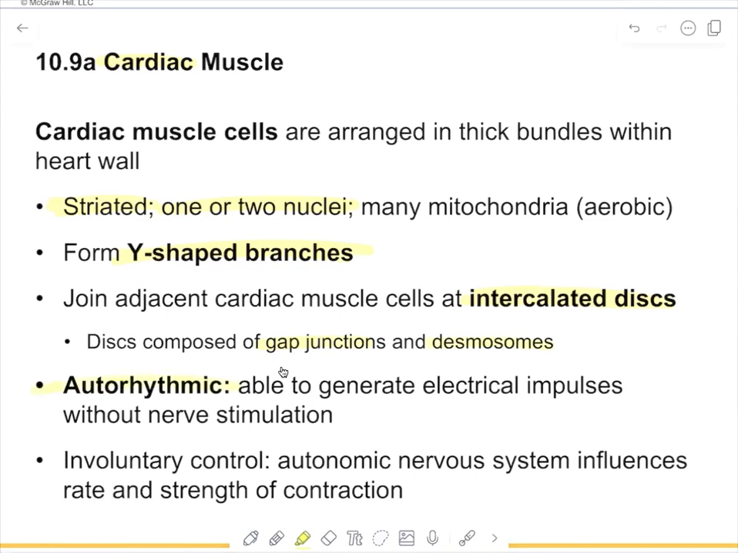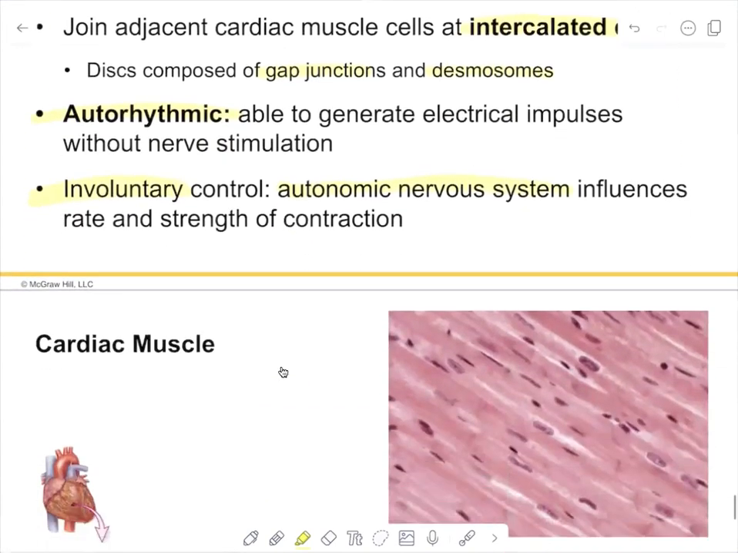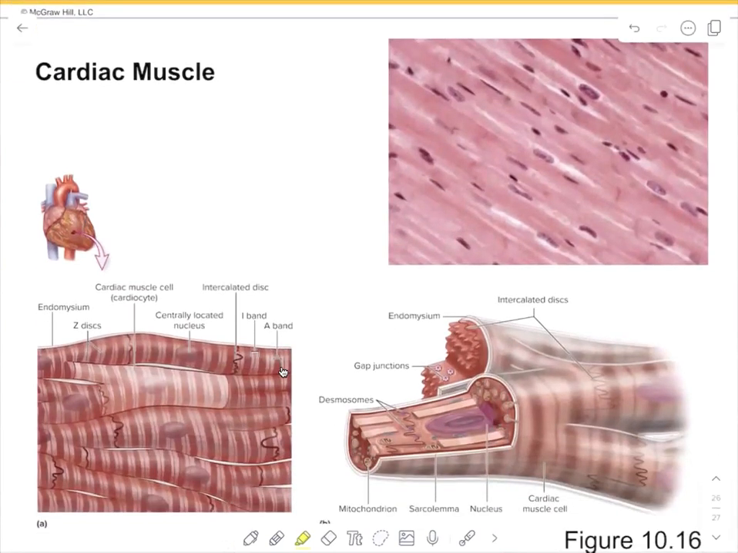And the other thing is they are autorhythmic. They automatically start to contract on their own because they are controlled involuntarily by the autonomic nervous system, which you'll learn about later on in the semester. So this is showing you a nice micrograph in the upper right-hand corner of cardiac muscle. You can see the intercalated discs shown here. They go in the same direction as the striations, but there are not nearly as many of them. In this diagram, it highlights the intercalated discs as well as down here.